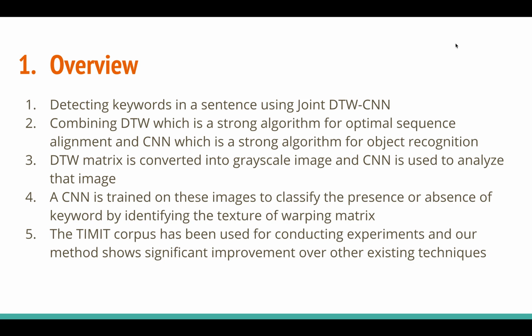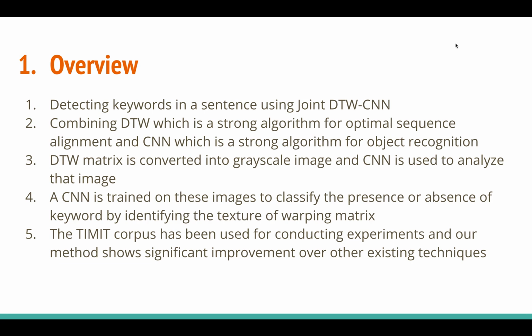It has a lot of useful applications in many places. In this paper they are using something called dynamic time warping in combination with a convolutional neural network to detect particular keywords in the audio tracks. The algorithm they use is dynamic time warping along with the convolutional neural network.